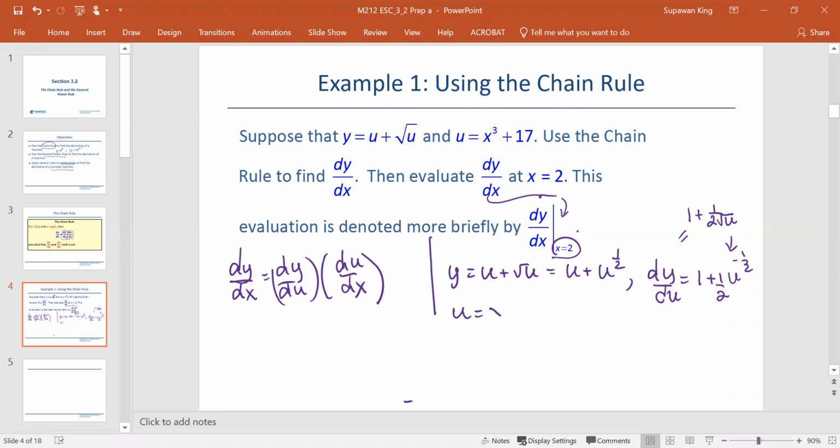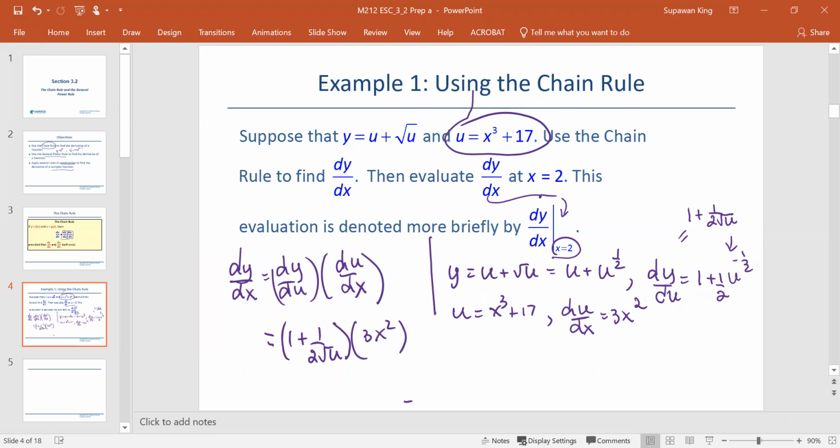As u equals x to the third plus 17, we get du by dx as 3x to the second. Back to the formula of the chain rule. Since dy by dx is dy by du multiplied by du by dx, we obtain dy by du as 1 plus 1 over 2 times square root u, and du by dx is 3x squared.